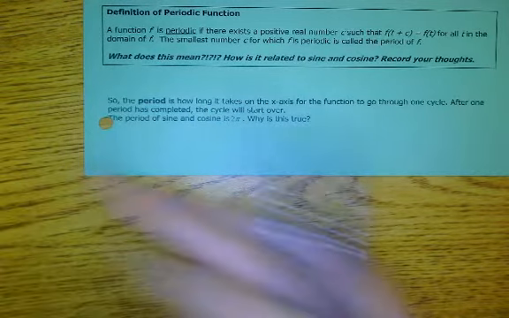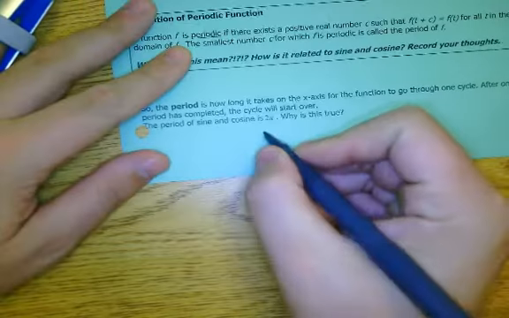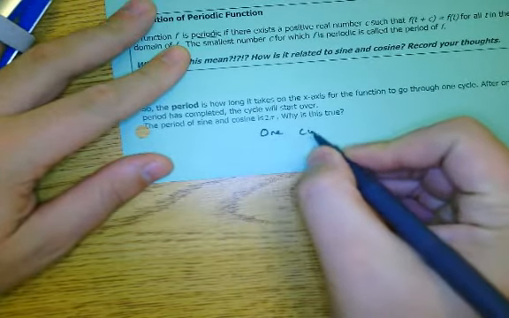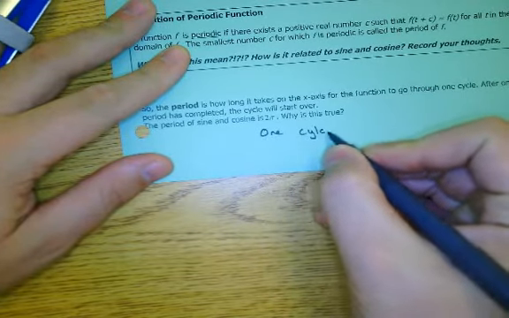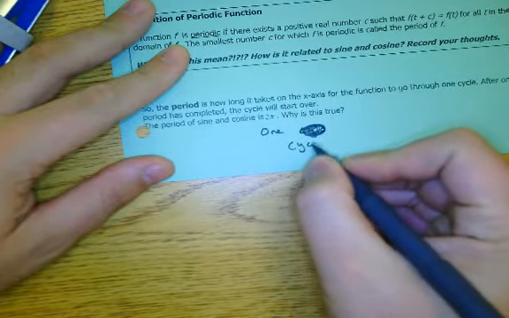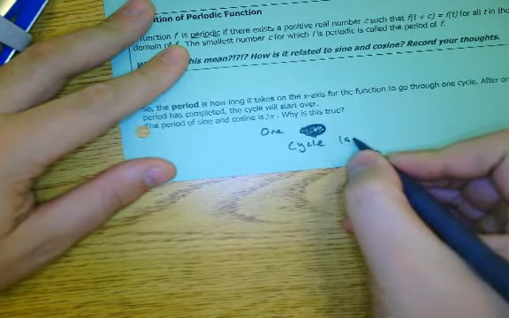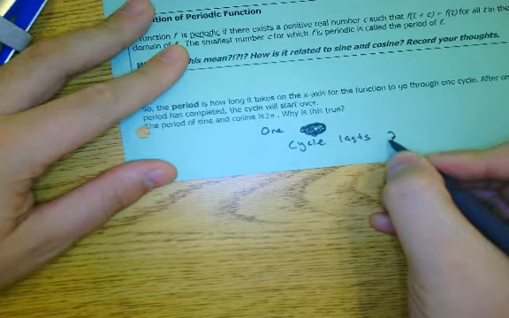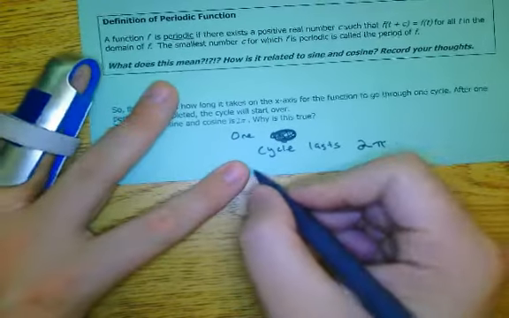Why is that true? Because one cycle. One cycle lasts 2 pi, and then starts over.